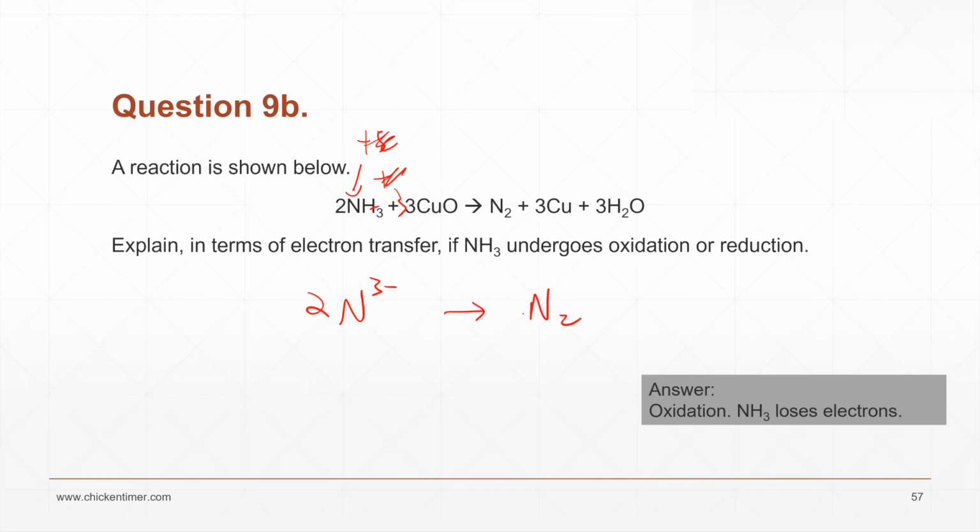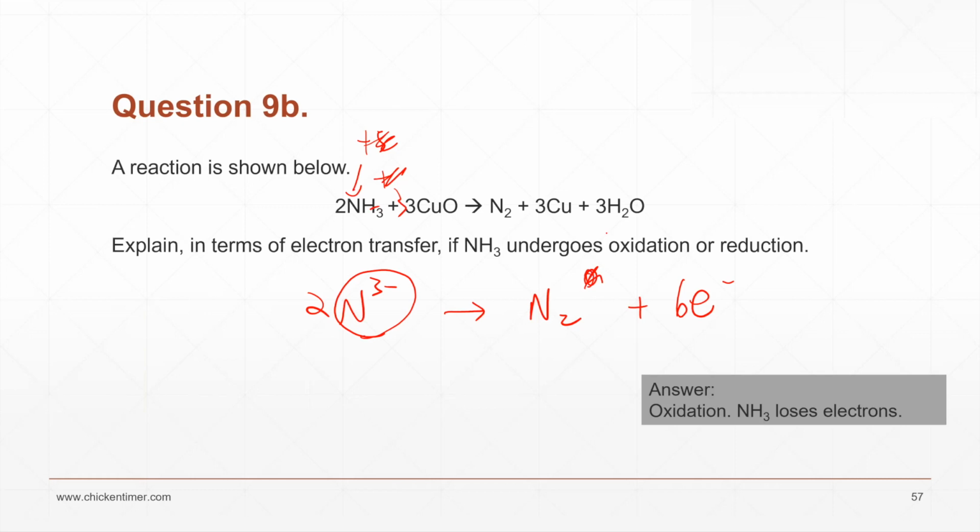In order to become this, it will have to go to 0 here, so that means it will lose electrons. You want to figure out how much it loses. How do you know how many electrons they lose? It's the 3 minus, which means an excess of 3 electrons. Because of the 2 in front, there is an excess of 6 electrons. Then nitrogen gas alone has no excess, so it's 0.